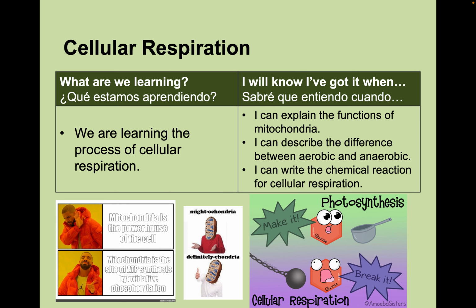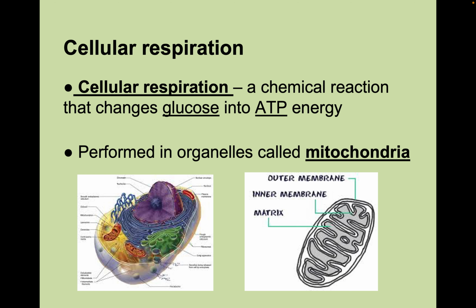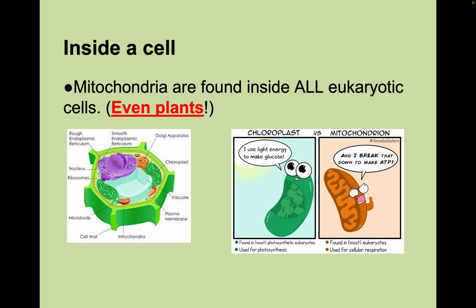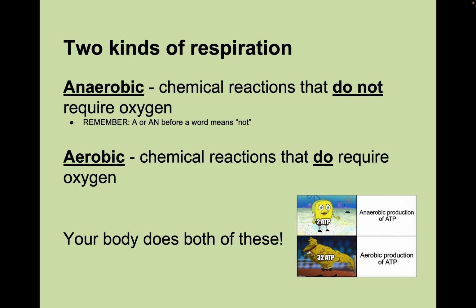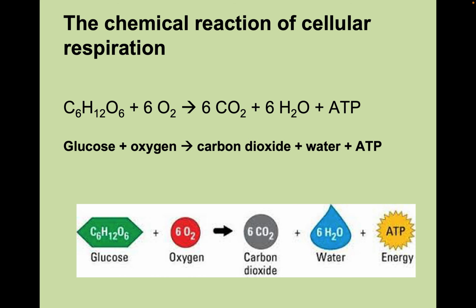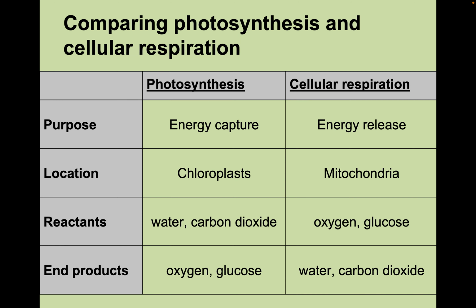So to do a quick review, cell respiration, we're taking glucose and turning it into ATP. We are in organelles called mitochondria, which can even be found in plants. They get both. The point of it is to make ATP energy, which is how cells use their energy. We can do it with oxygen or without oxygen. The end's the same pretty much, but aerobic makes more ATP. Here's the chemical reaction. It's the same as photosynthesis, but backward. If you can remember one, just flip the arrow around and you have the other one.